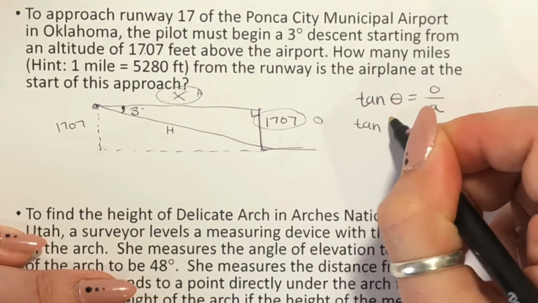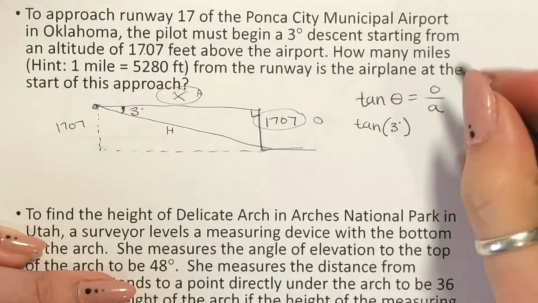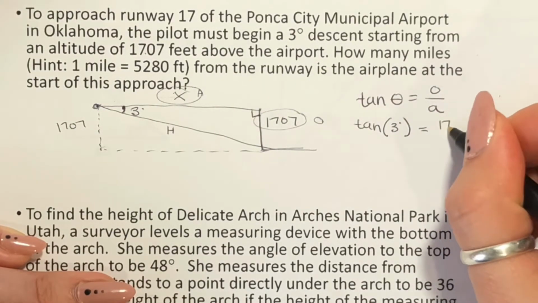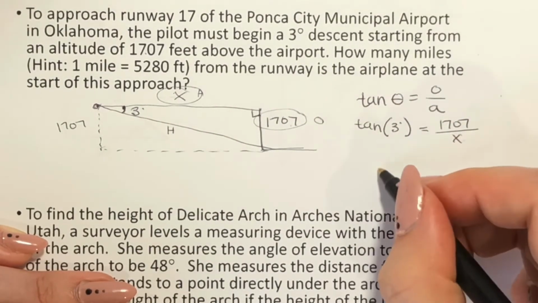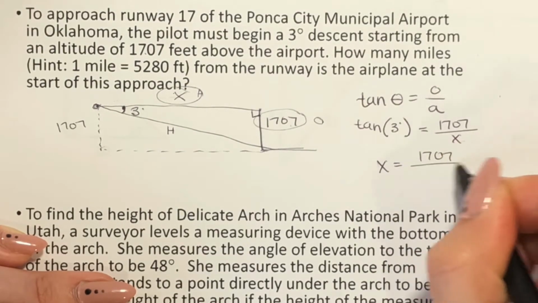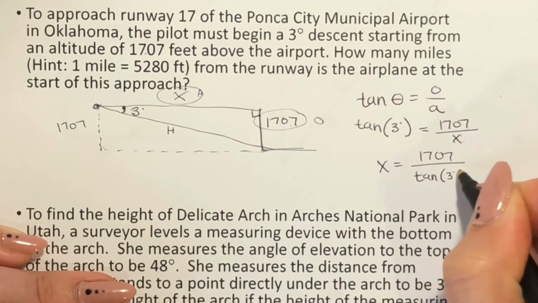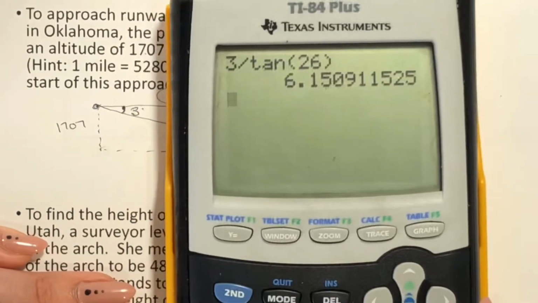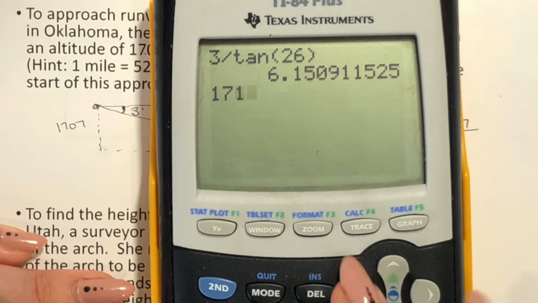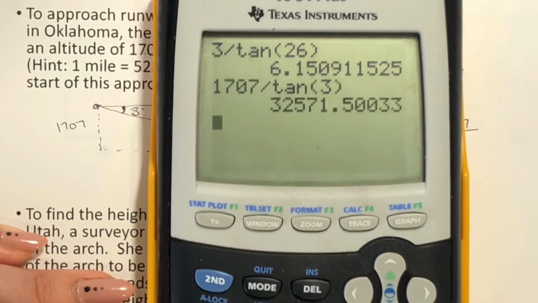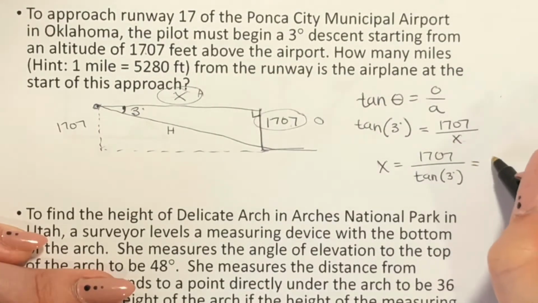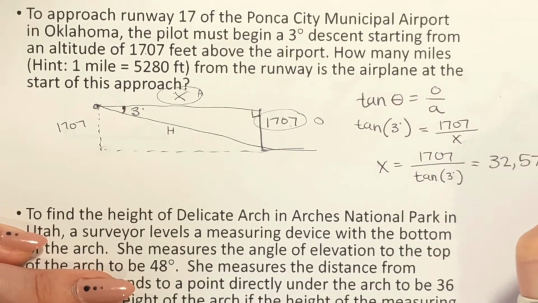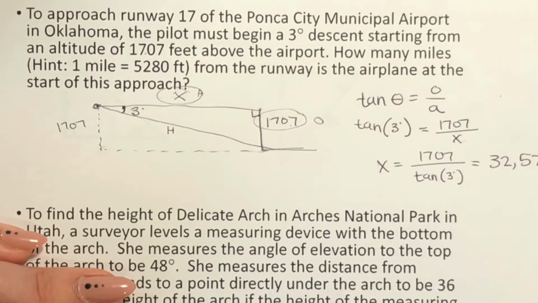And we're going to have tangent of 3 degrees, just a little angle, equals our opposite side, 1,707, divided by our adjacent side, x. And again, we're just going to switch their place. X equals 1,707 divided by tangent of 3 degrees. We're going to throw that into our calculator. 1,707 divided by tangent of 3. And we get this lovely number, 32,571.5.